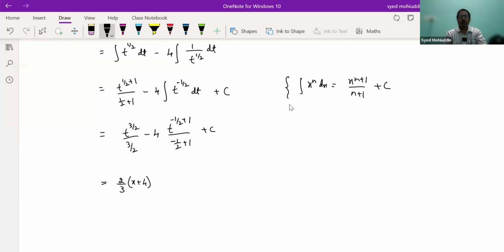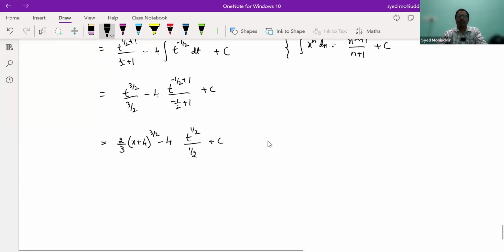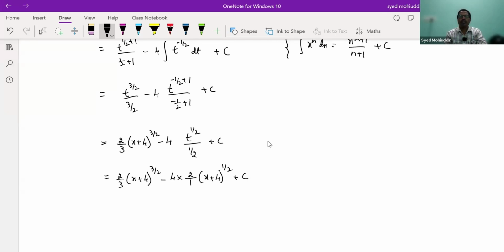So it becomes x plus 4 to the power of 3 by 2, minus 4 times t to the power of 1 minus half, which is half only, divided by the denominator, also 1 minus half, which is half only, plus c. Further simplifying, it is 2 by 3 into x plus 4 to the power of 3 by 2, minus 4 into half in the denominator. When it comes to the numerator, it becomes 2 by 1. And the value of t that we have taken is x plus 4 to the power of half, plus c.